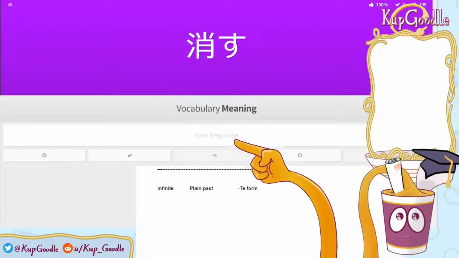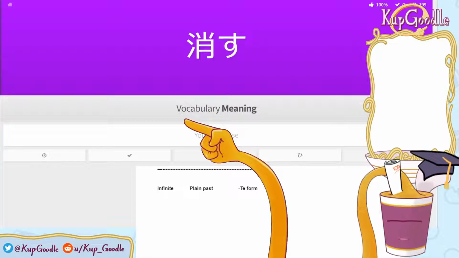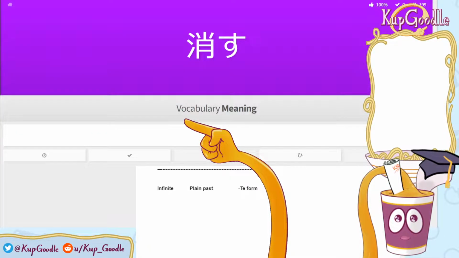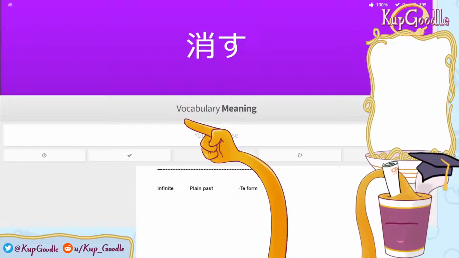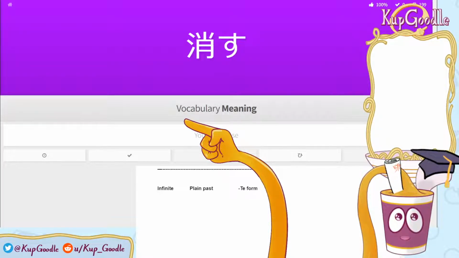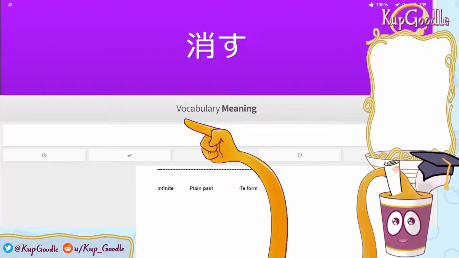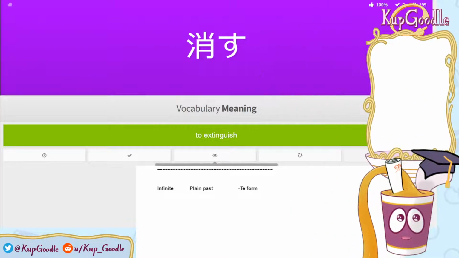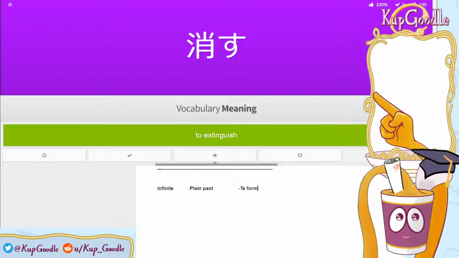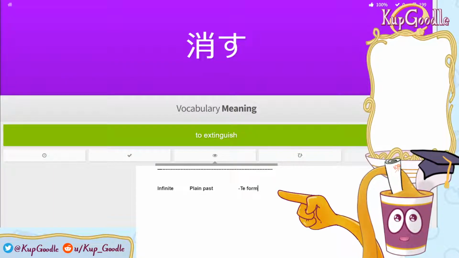This is kesu. You get rid of the ketchup to extinguish. I believe keshi was the thing used in Pokemon. Doku keshi, I think, was like poison, eliminate poison, extinguish poison. This is to extinguish, to erase. Let's go slightly over here. There we go. All right.